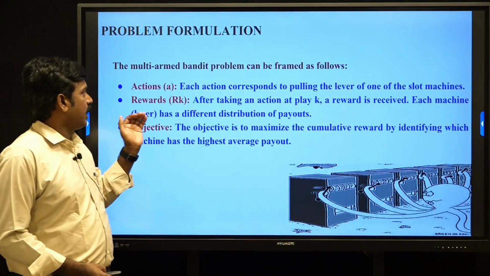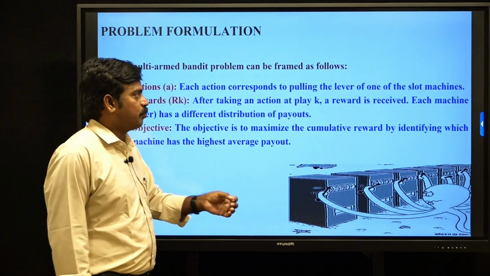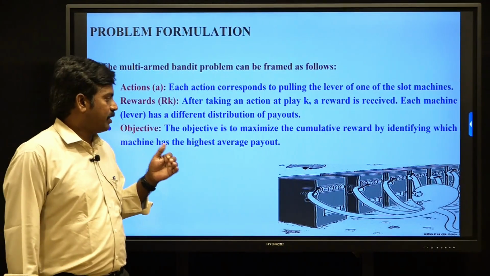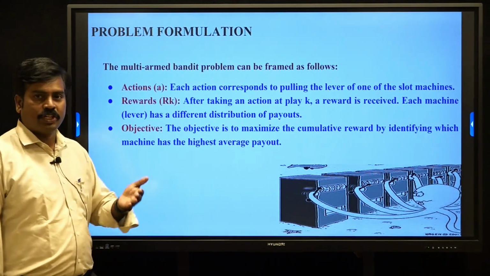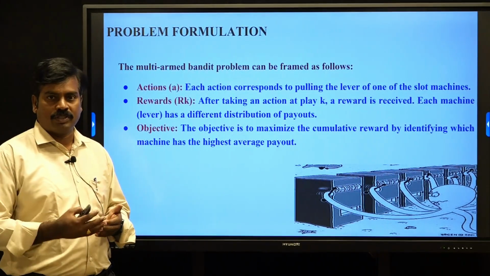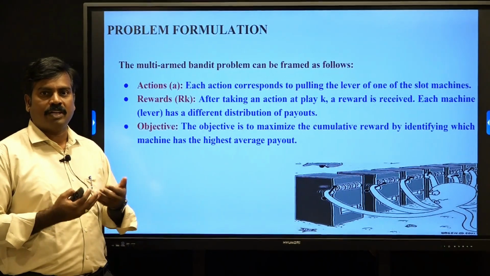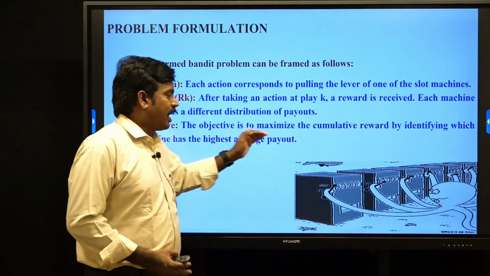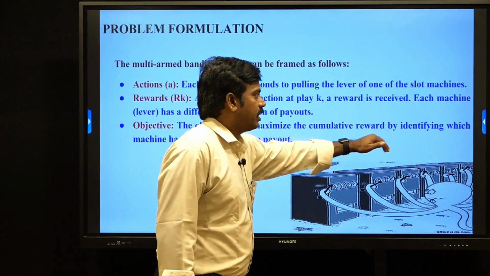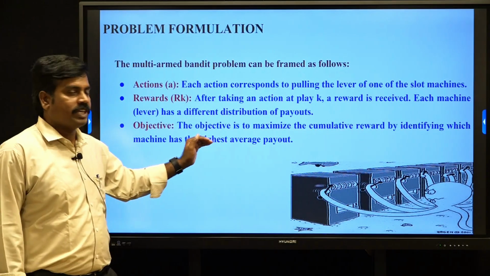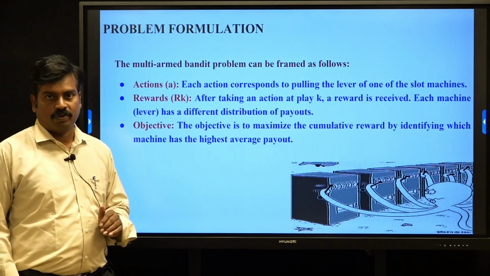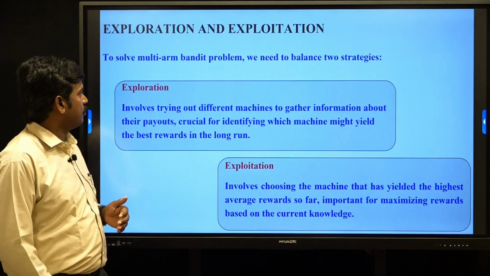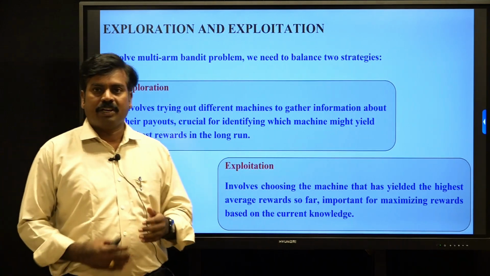Here each action corresponds to pulling the lever of one of the machines, or one of the machine slots, and the reward. Each machine has its own payouts. So when you pull a machine, we get some payout. Our main objective is to maximize the cumulative reward by identifying which machine has the highest average payout. That is our problem definition in the multi-arm bandit problem.